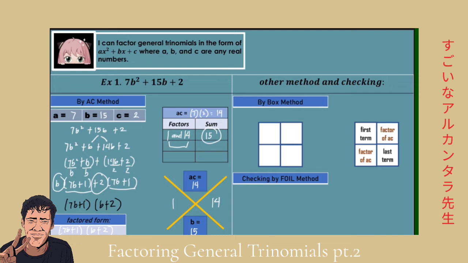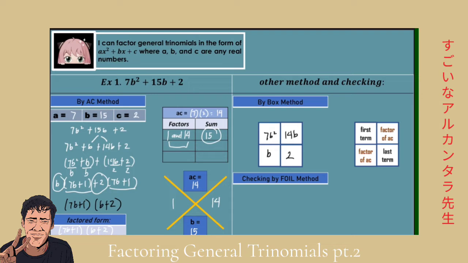You can already see the pattern on the right side of the box. The first term, you write it here, which is 7b squared. And then the last term you write diagonally to it, which is positive 2. For the factors of AC, we use 1b, or b, and 14b. So we can have b here and we can have 14b here. The position doesn't matter because it will still arrive at the same answer as long as you follow the first term and last term to be diagonal and the factors of AC to also be diagonal to each other.